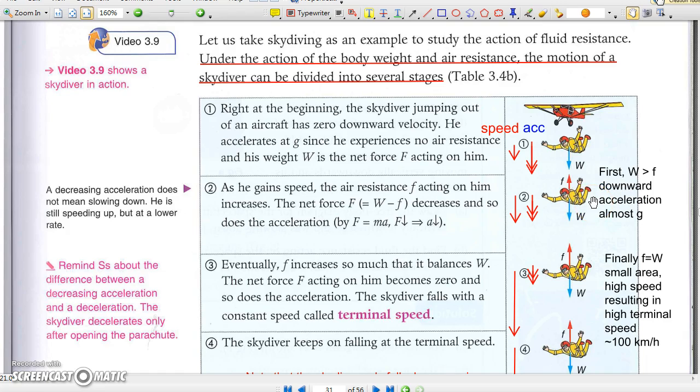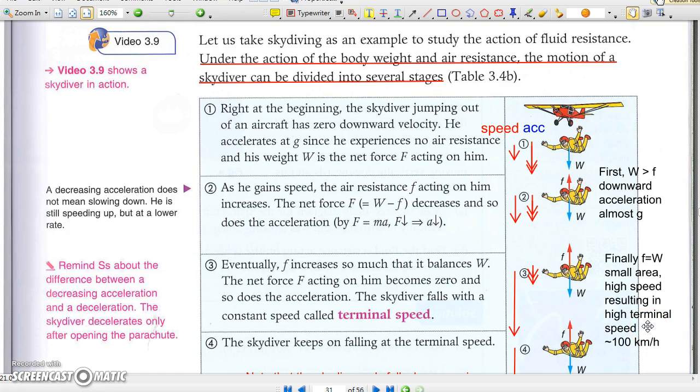Soon afterwards, he gains speed, and air resistance increases accordingly. There is a smaller net downward force, and his acceleration decreases at the same time. He keeps falling with acceleration, although the downward acceleration becomes smaller as air resistance keeps increasing with his speed. Finally, he reaches a speed which produces an air resistance that just balances his weight. Then he does not accelerate anymore. That highest possible speed is called terminal speed.